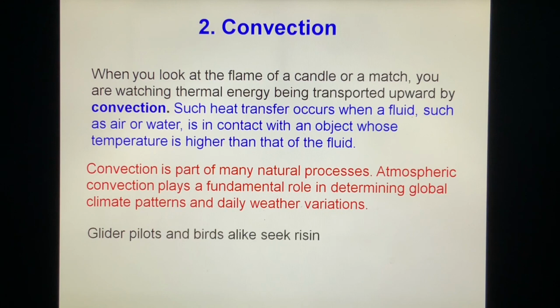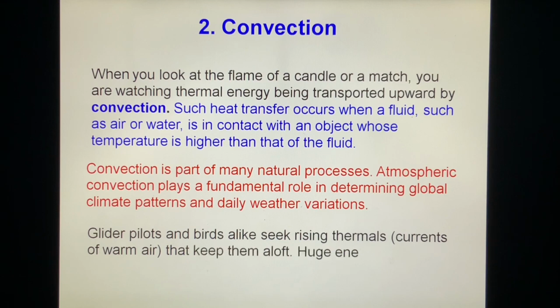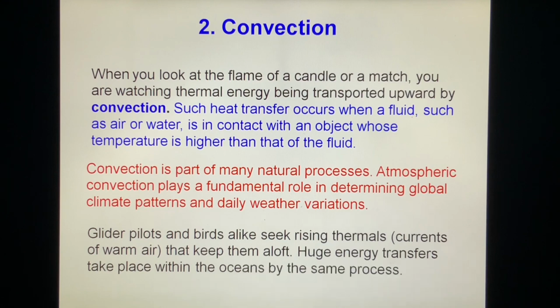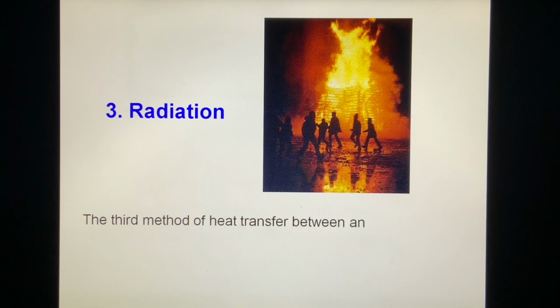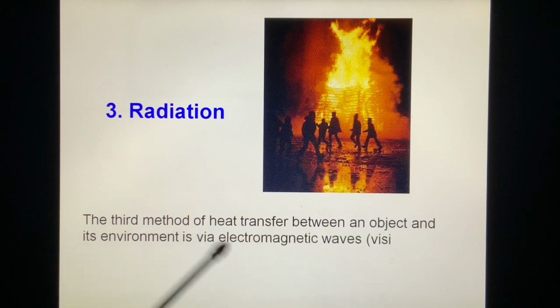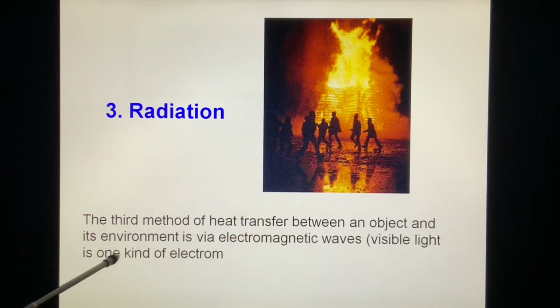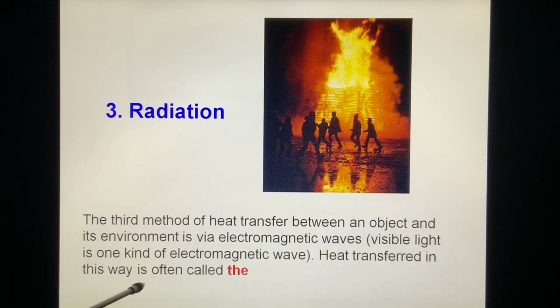Glider pilots and birds alike seek rising thermals, a current of warm air that keeps them aloft. Huge energy transfers take place within the oceans by the same process. The third way is radiation. The third method of heat transfer between an object and its environment is via electromagnetic waves. Visible light is one kind of electromagnetic wave. Heat transferred in this way is often called thermal radiation.